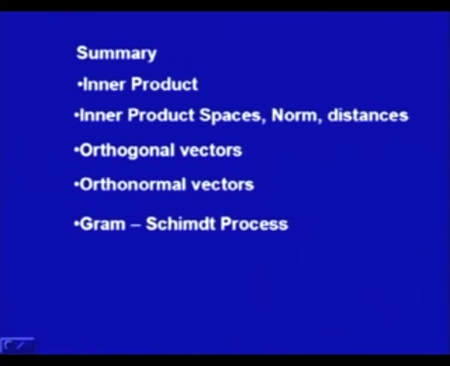So, today, viewers, at the end I will summarize what I have done today. I have given the definition for inner product. I have defined inner product spaces, their norm, distances. We have taken examples to illustrate this. We have discussed some properties of inner products. We have discussed orthogonal vectors, orthonormal vectors. At the end, we have discussed the Gram-Schmidt process for orthonormalization, which I have illustrated with the help of examples. Thank you.